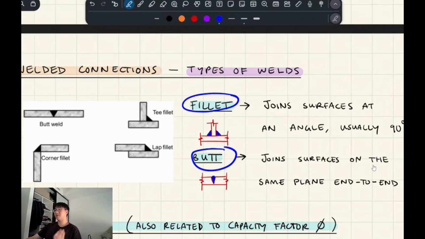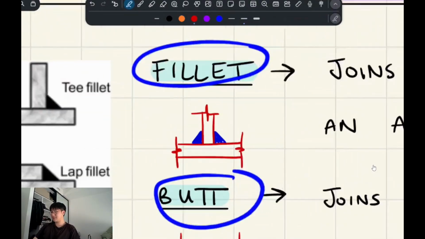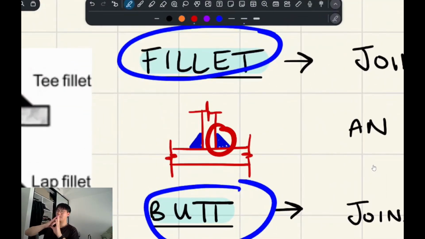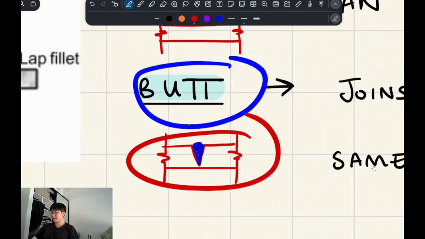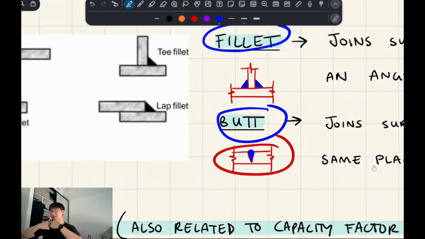A fillet is when you have two perpendicular plates or surfaces that you want to weld together, and you end up doing this. Essentially, you have this right angle triangle when you're looking at the cross section of it, that's welded on to attach these plates together, right? So that's a fillet weld. And a butt weld is basically if you have two surfaces on the same plane, you basically have to carve out this little notch and then apply the welding material to fill in that gap, right? So that's a butt weld.